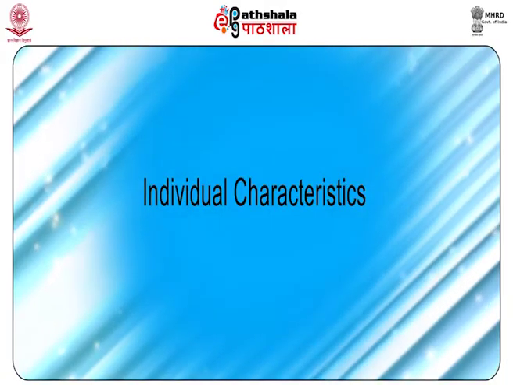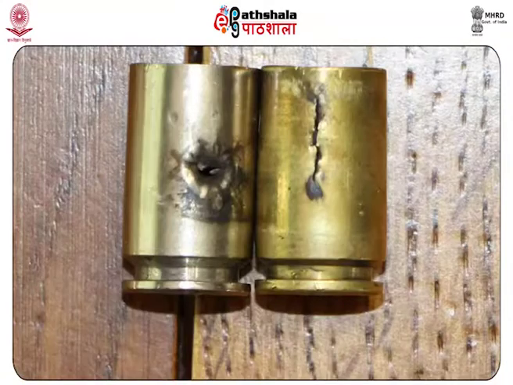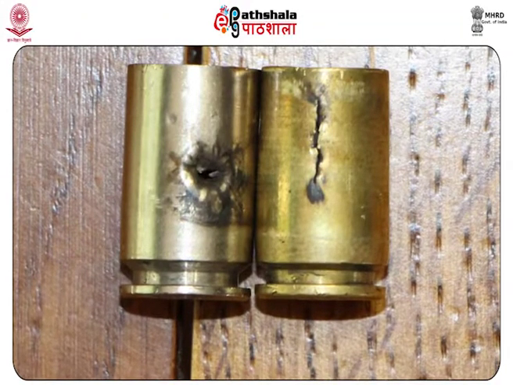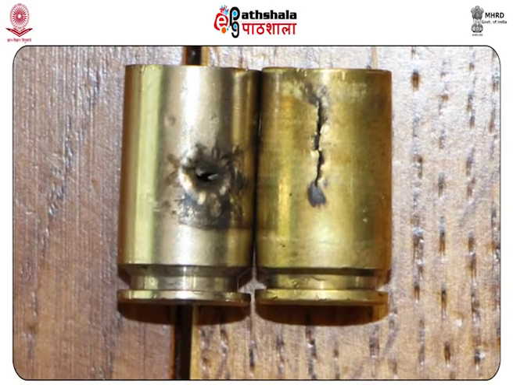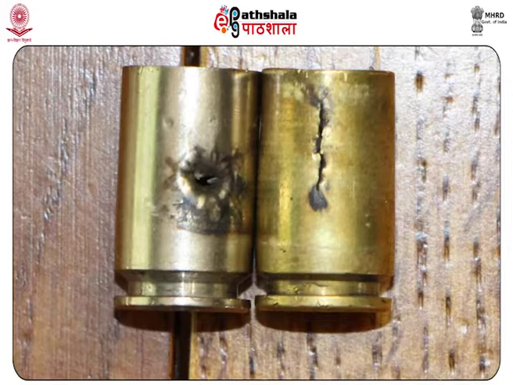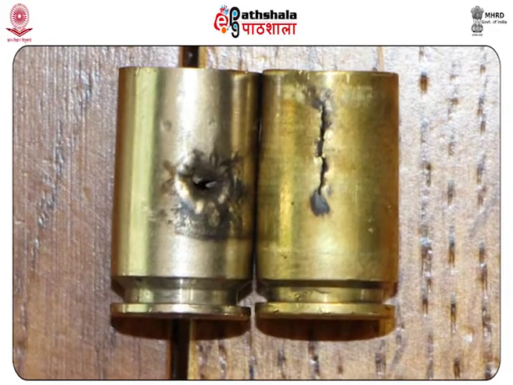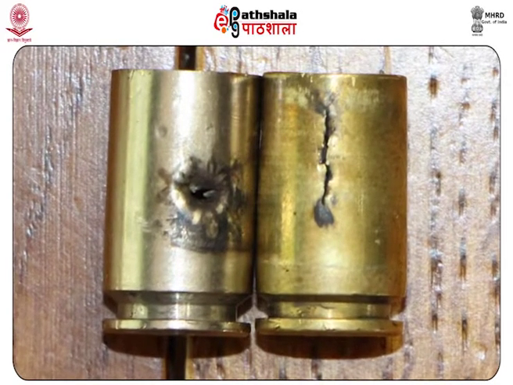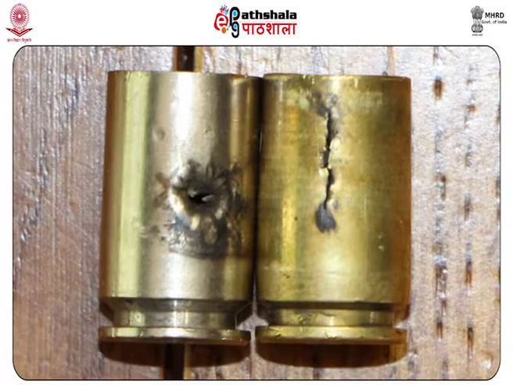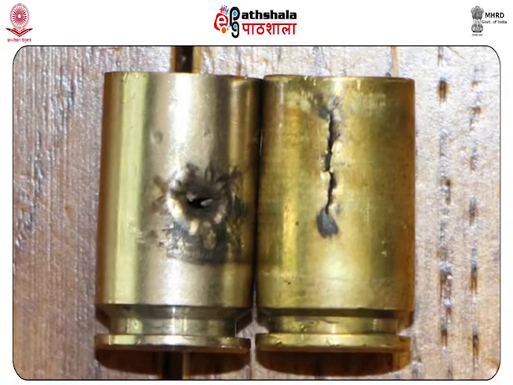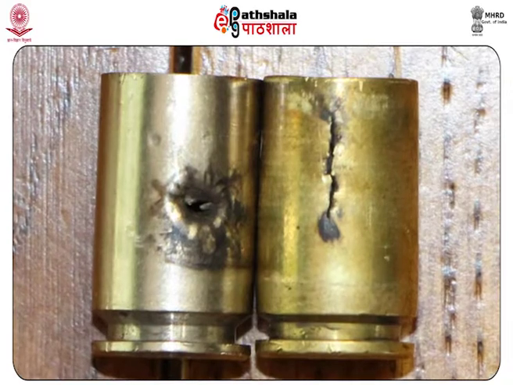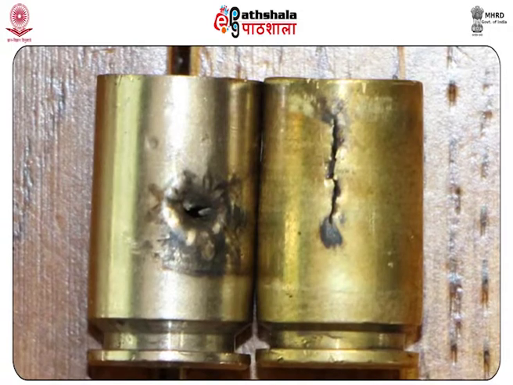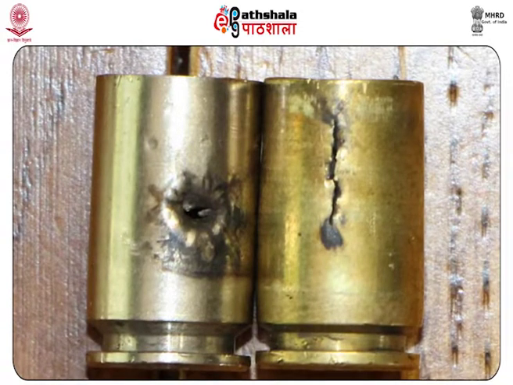Now, let us see individual characteristics in detail. Finer details in the lands and grooves are called individual characteristics of the firearm. Individual features are helpful as they are always different, and no two firearms have the same characteristics. These characteristics are really useful in comparison of bullets. Individual characteristics are the imprint of the small irregularities in the barrel and are never duplicated by different weapons.